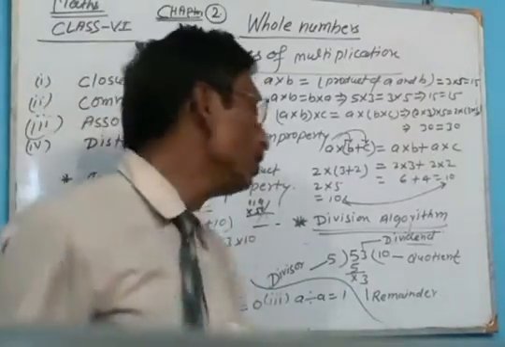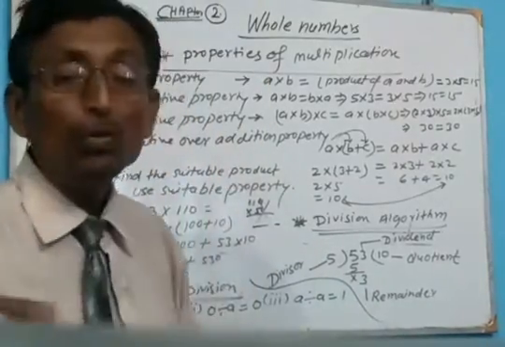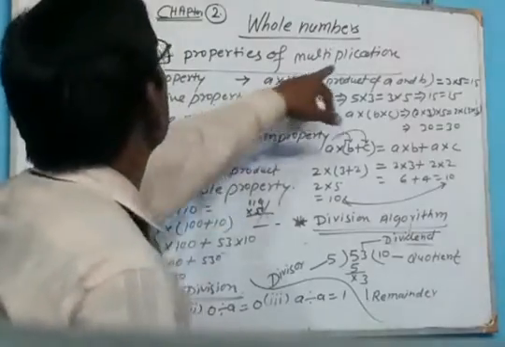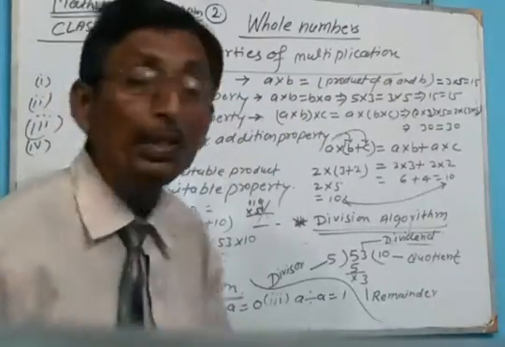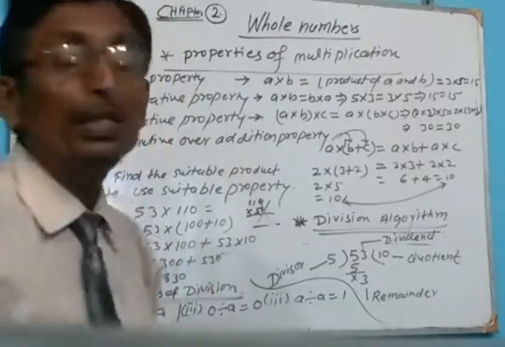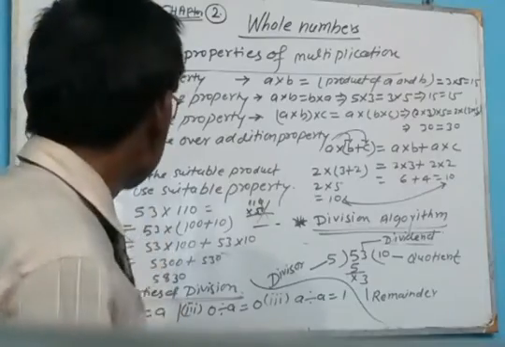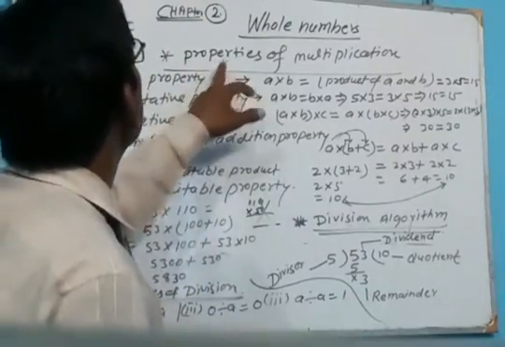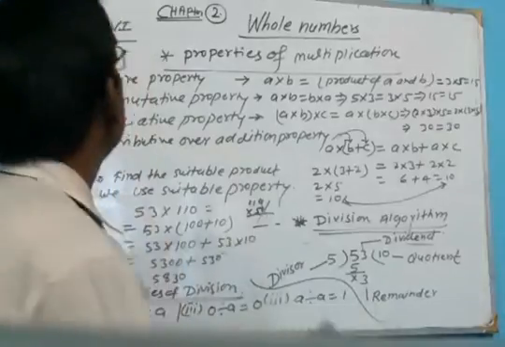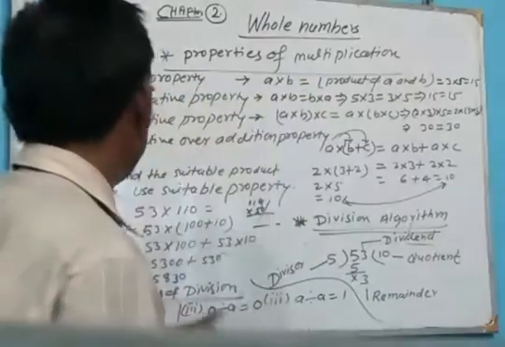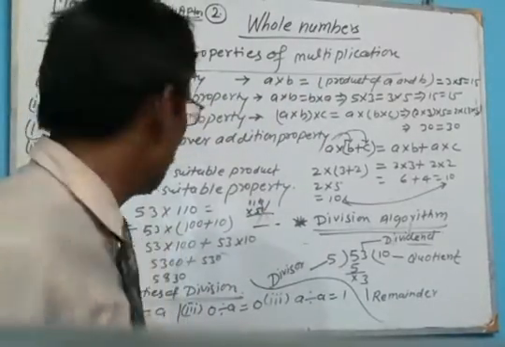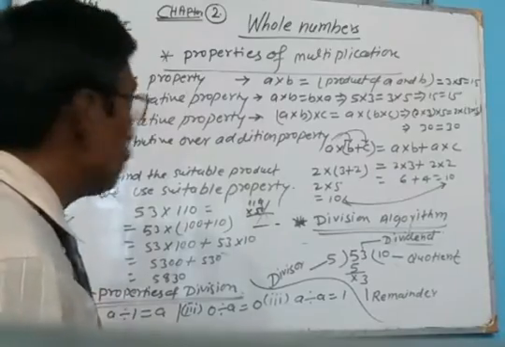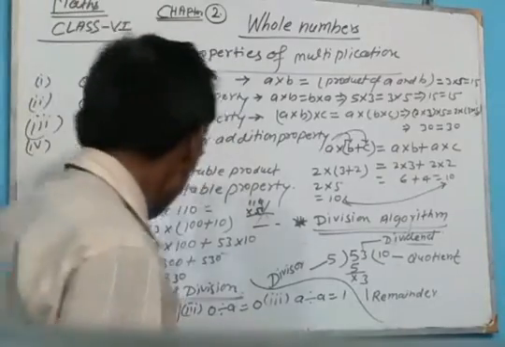It is the easy way to find the result. So we apply the multiplication property in this term and we get the result easily. Then lastly, we have to study the properties of division. Properties of division. We get properties of division like this.